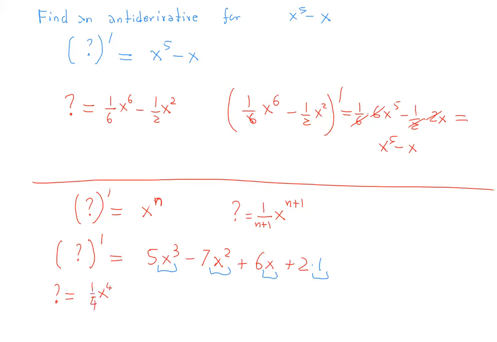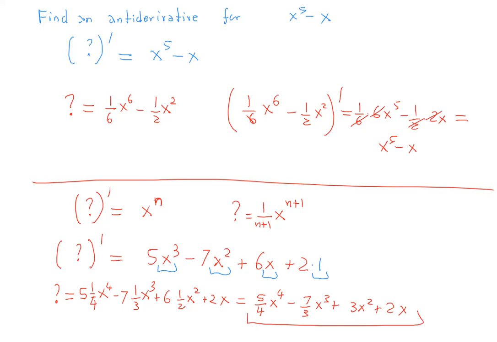What is the antiderivative of x squared? x cubed divided by 3, or 1/3 x cubed. What is the antiderivative for x? 1/2 x squared. And what is the antiderivative for 1? Simply x. Now put back the numbers. 5 times 1/4 minus 7 times 1/3 plus 6 times 1/2 plus 2. And you can simplify this a little. You can rewrite it as 5/4 x to the 4th minus 7/3 x cubed plus 3 x squared plus 2x. And that's our answer.